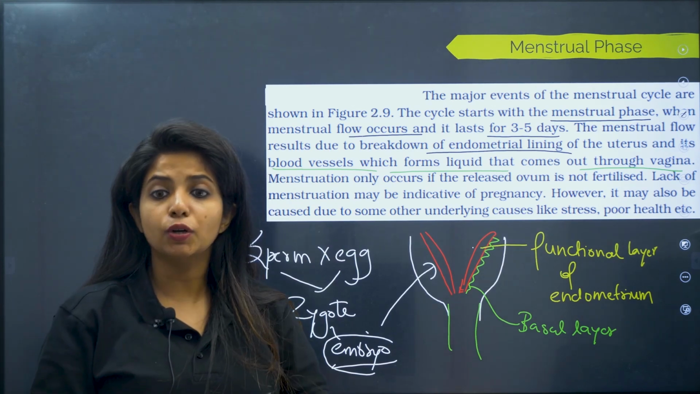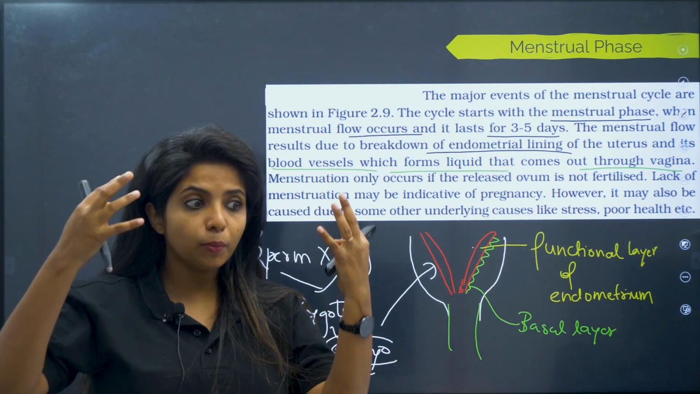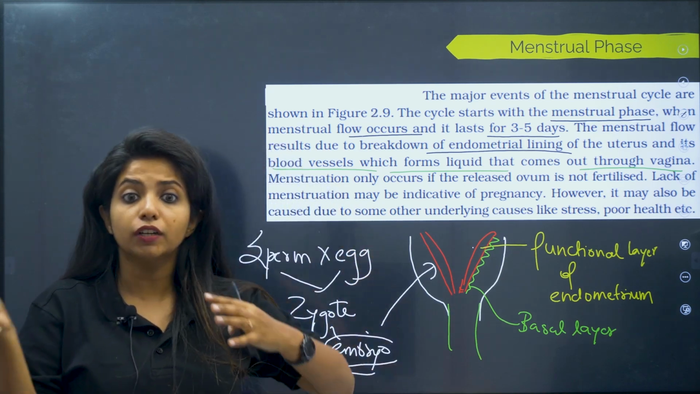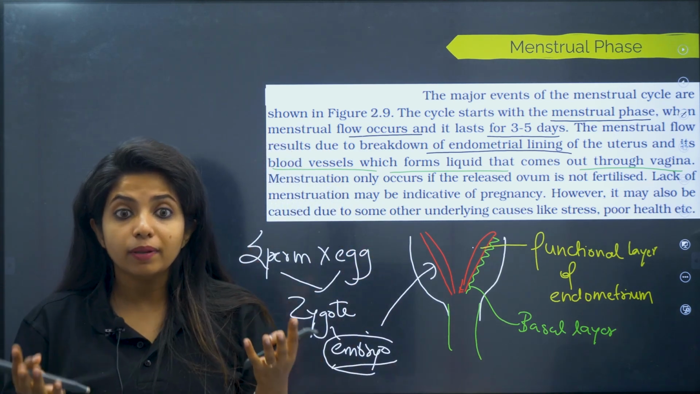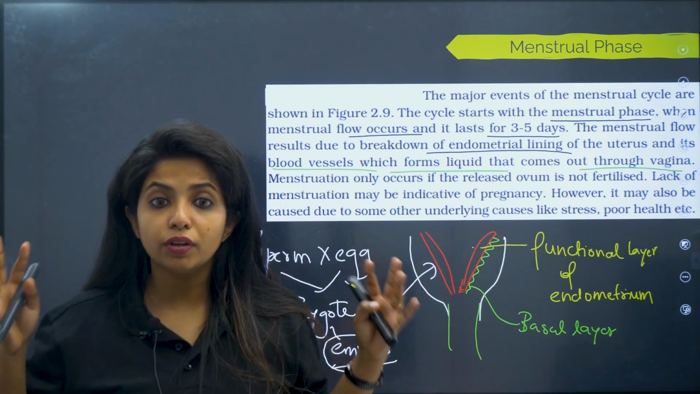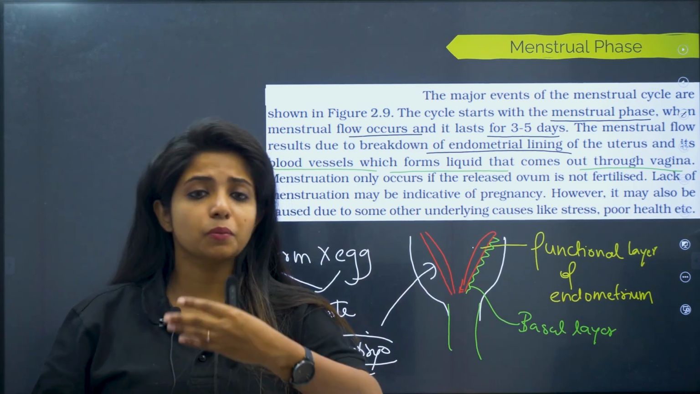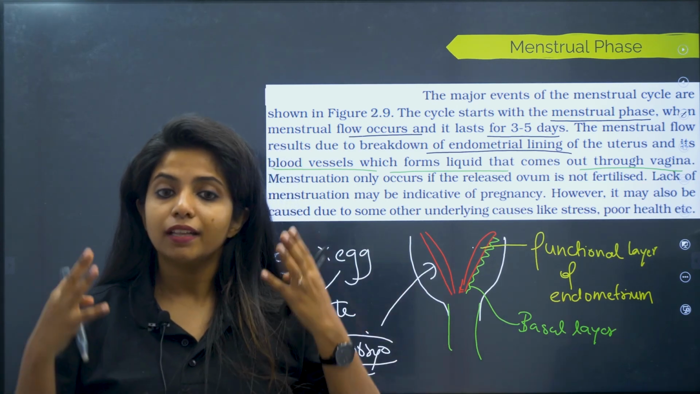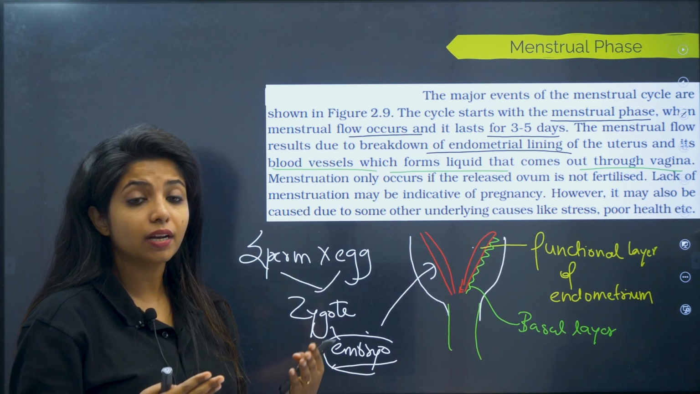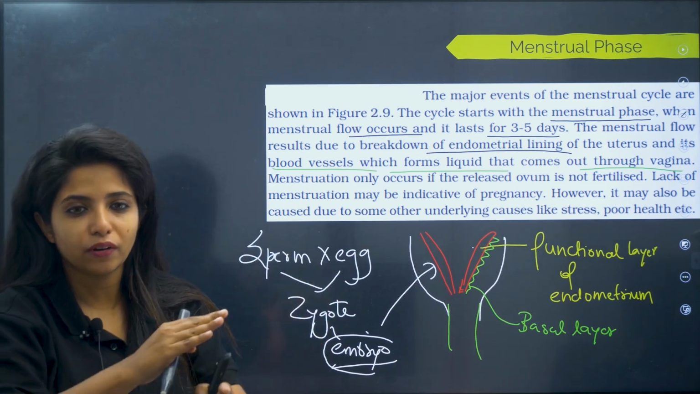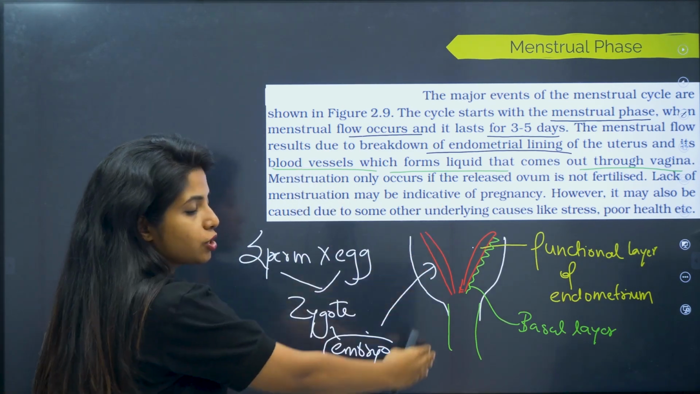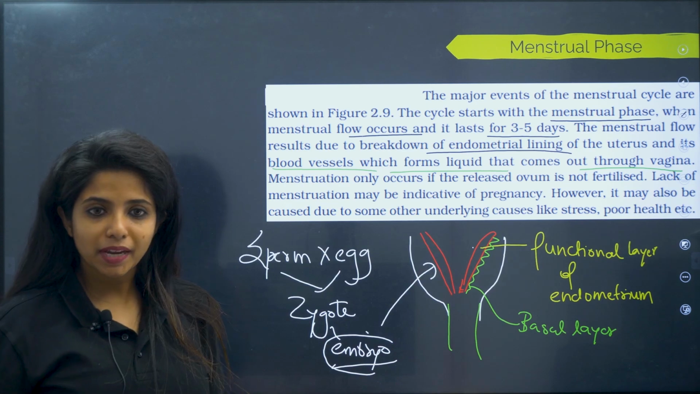It could be stress, it could be the food that you are having, it could be the result of proper health that you are not probably maintaining. All these things could result, or probably some other diseases like PCOD and a lot of stuff, that could also result in a delay of the menstrual phase or the menstruation over here. I hope that is clear.